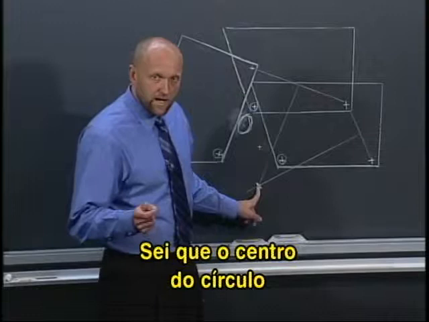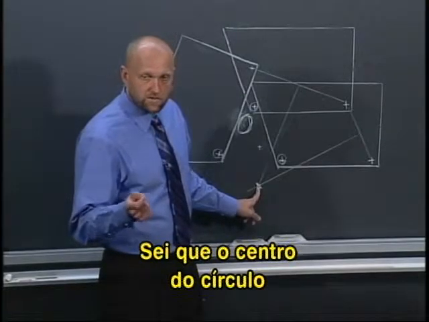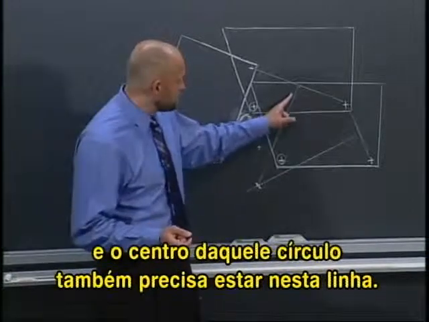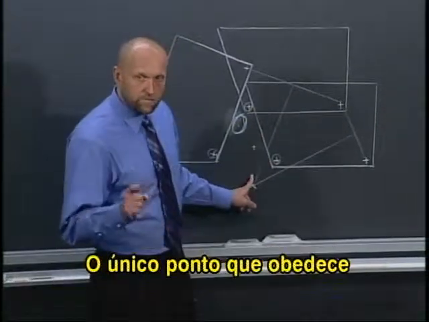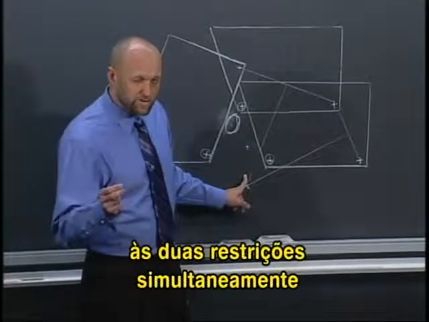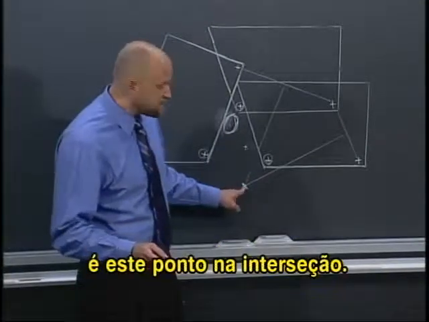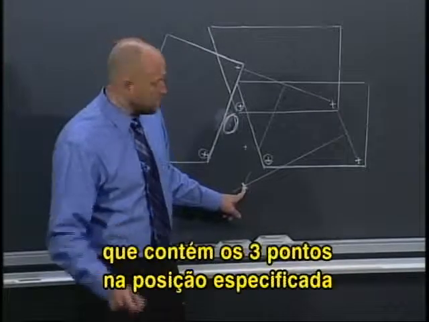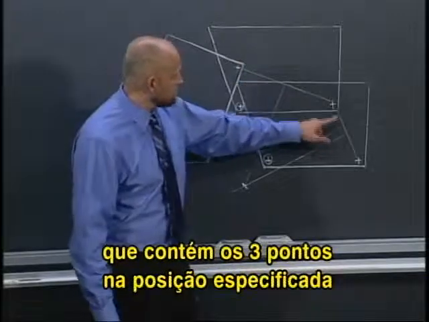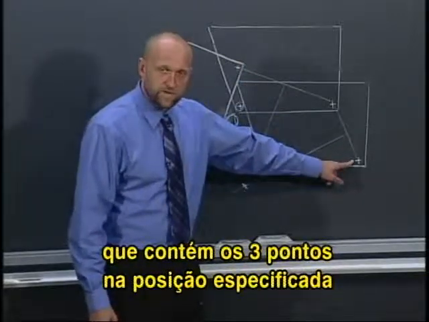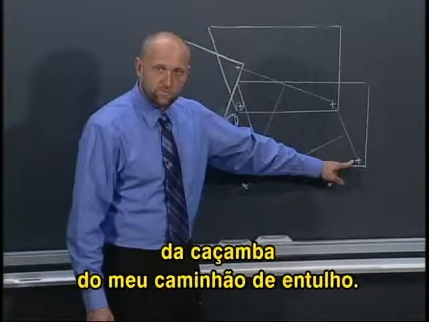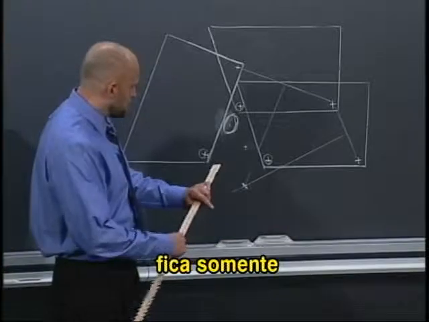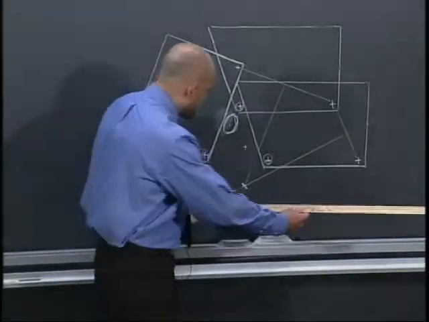You see, I know that the center of that circle needs to be on this line, and the center of that circle also needs to be on this line. The only point that obeys those 2 constraints simultaneously is this point at the intersection. So that is the center of my circle, which contains these 3 points on the desired specified positions of my dump truck bed.